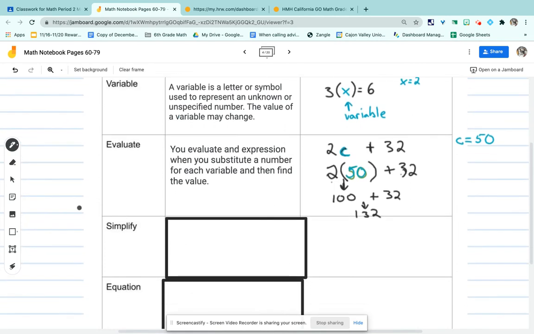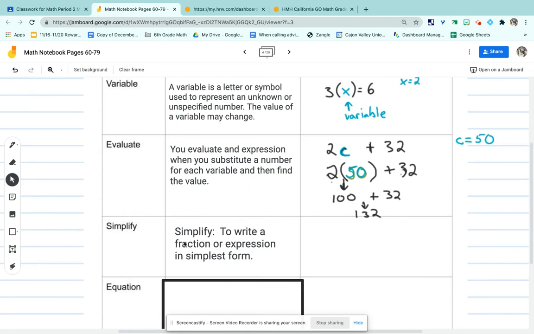Okay, so simplify is our next vocabulary word, and this is very similar to when we simplified fractions, right? We can simplify expressions to write a fraction or expression in simplest form. And I'm going to give you a super easy one here. This one has 2 different variables in it, so it gives you an idea of what it might look like with 2 variables. You have 3y plus 4y.